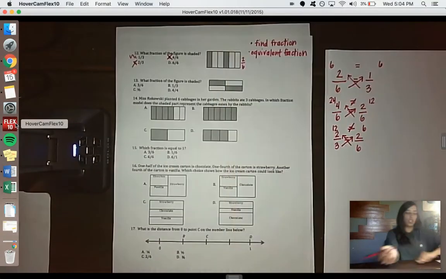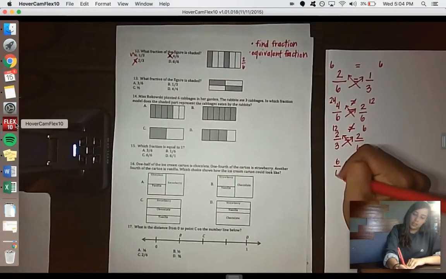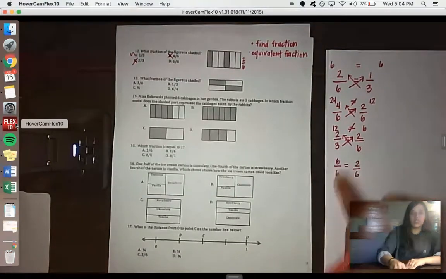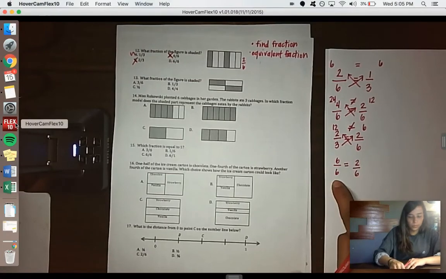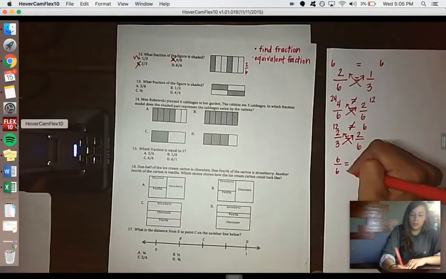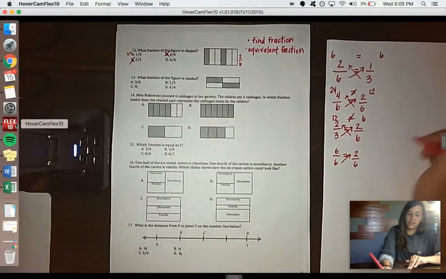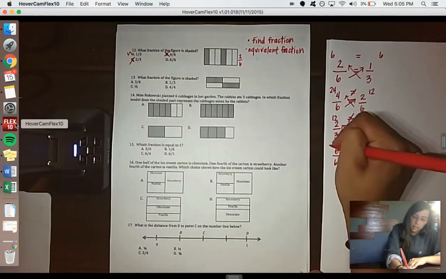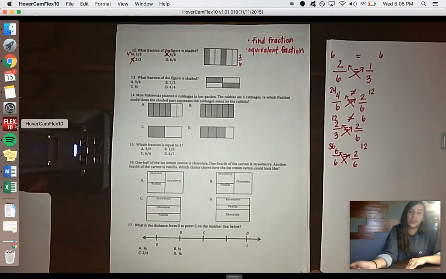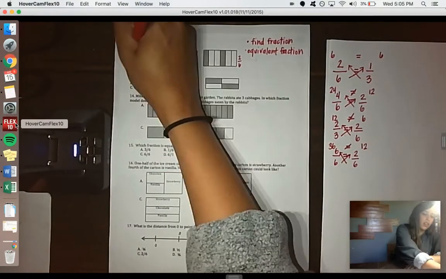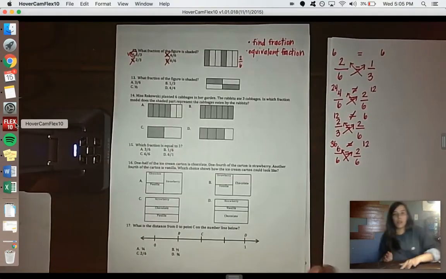And then check D. 6/6 and 2/6. Well, I know 6/6 equals 1 whole, so it's not going to equal 2/6 because these two don't equal the whole thing. We could check it anyways. 6 times 2 is 12, and 6 times 6 is 36. And think, does 36 equal 12? No. So you could slash the trash on 6/6, which makes A the best option for number 12.